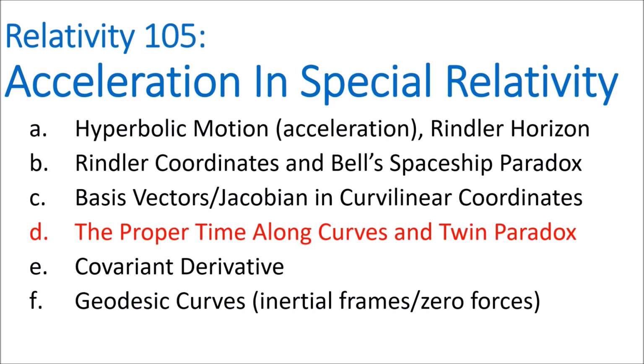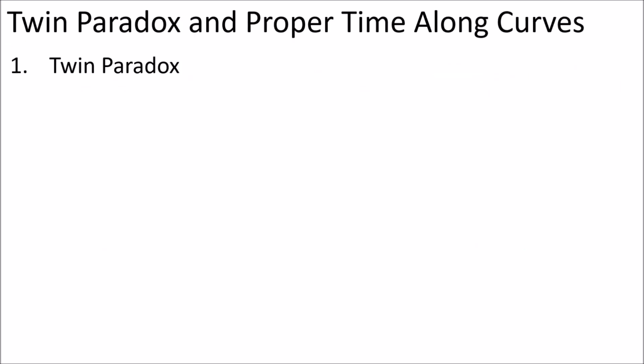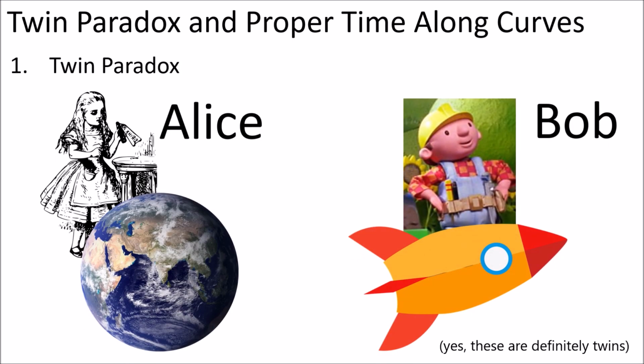In this video, we're going to talk about the twin paradox and how to calculate the proper time along curved world lines using the Minkowski and Rindler metric tensor matrices. Let's start with the twin paradox.